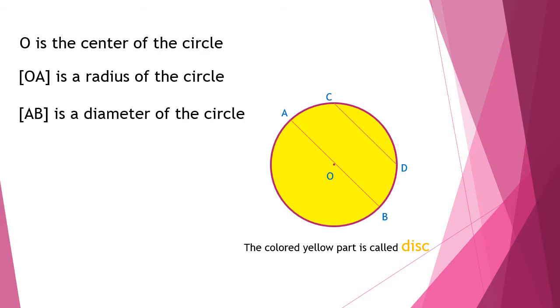Now, AB is called a diameter of this circle. The diameter consists of two radii. So diameter equals 2 radii.